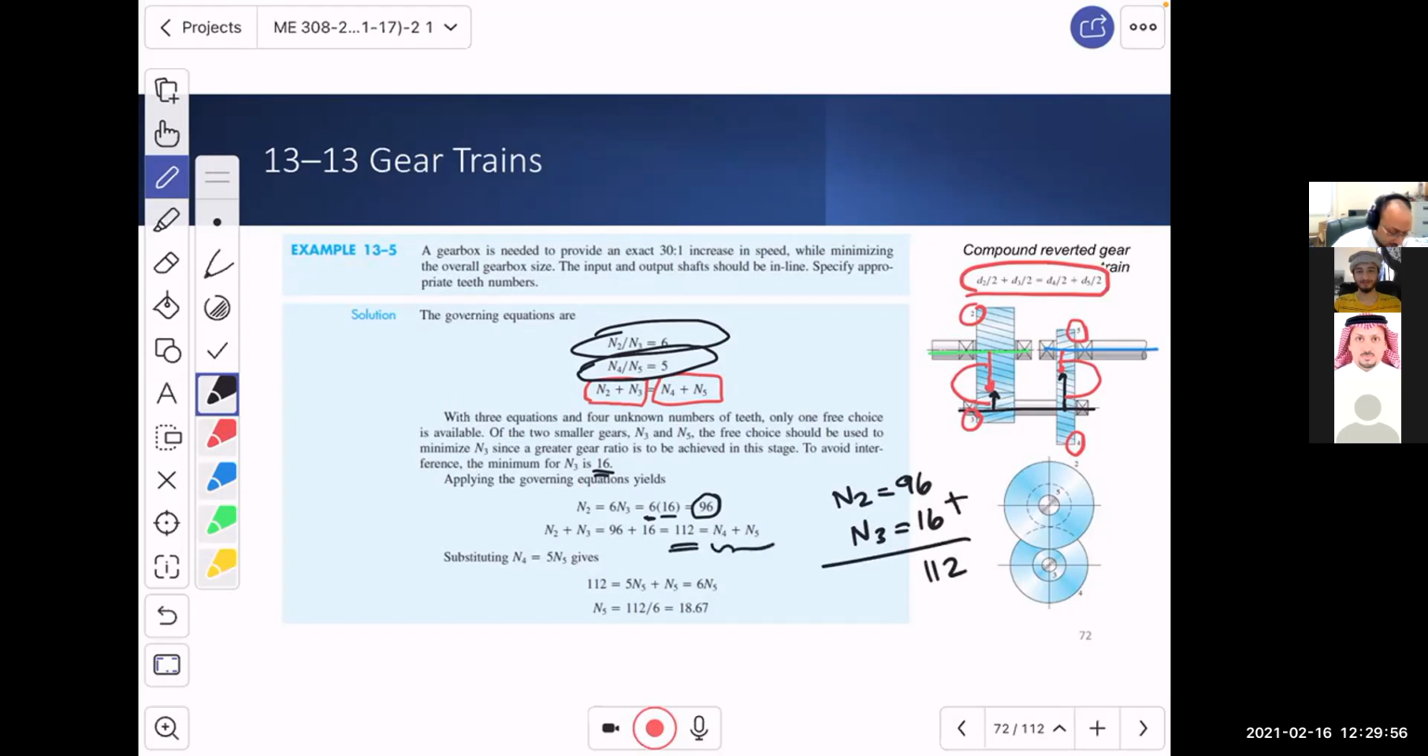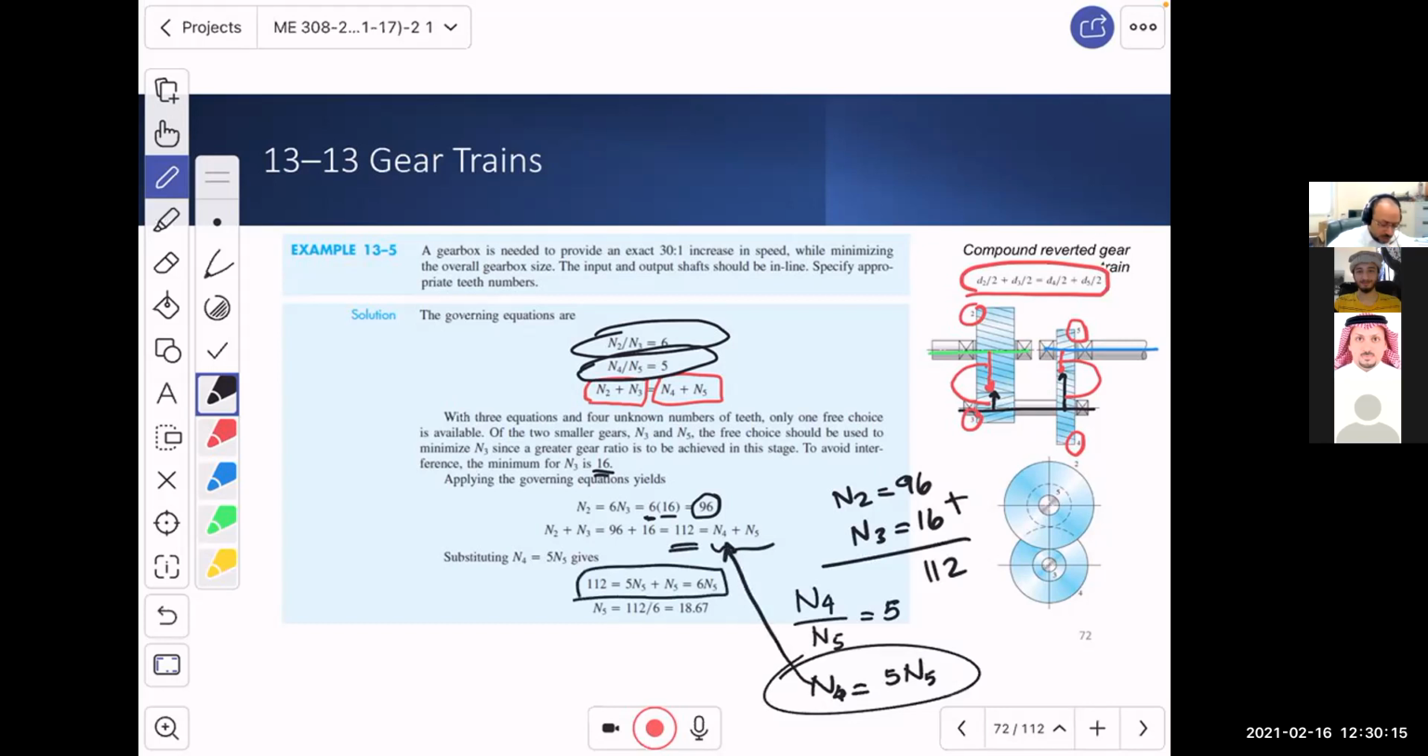So what happened here is that I know that N4 over N5 is equal to 5, which means that N4 is equal to 5 multiplied by N5. If I substitute this in here, I will end up with this equation, which is 112 equals 6 N5. So if I divide 112 by 6, I will get N5 as 18.67. Once I saw that fraction, I knew I'm in trouble.